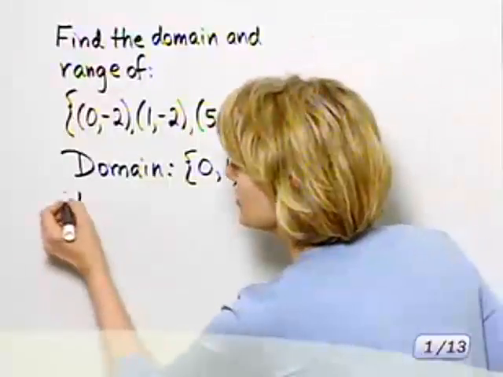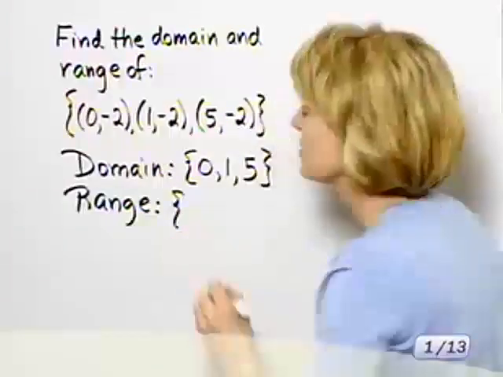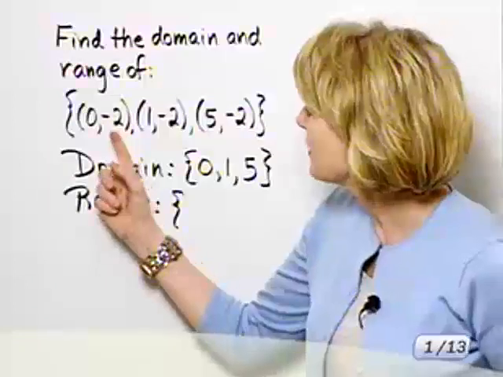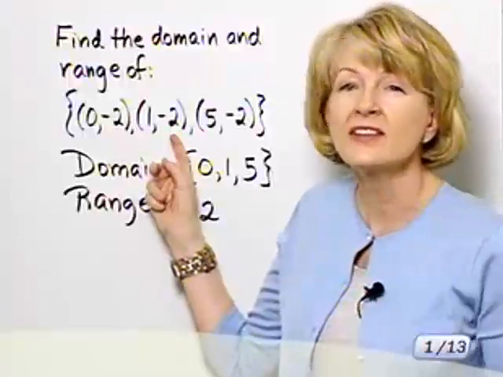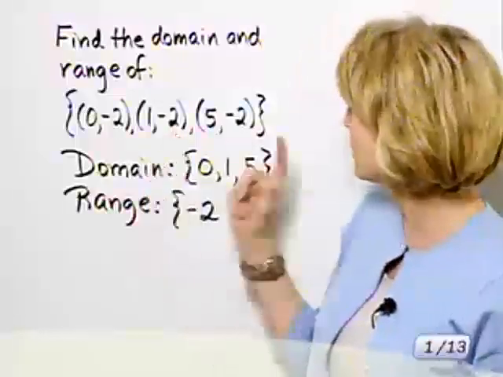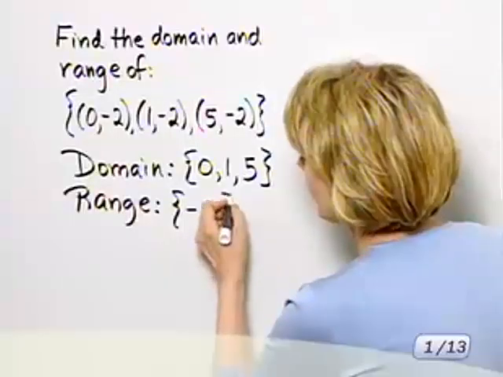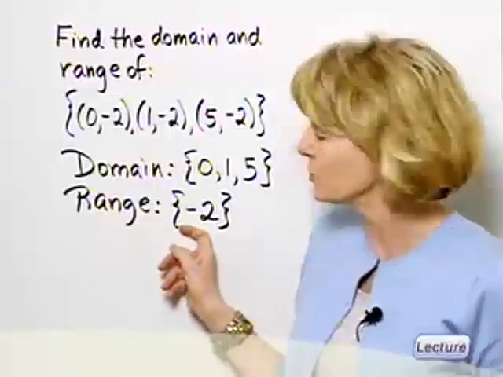What is the range? The range is the set of all y values or y-coordinates. So I have -2, and then -2 again. There's no sense writing it down twice, and then -2 again. So my range consists of one value, and that value is -2.